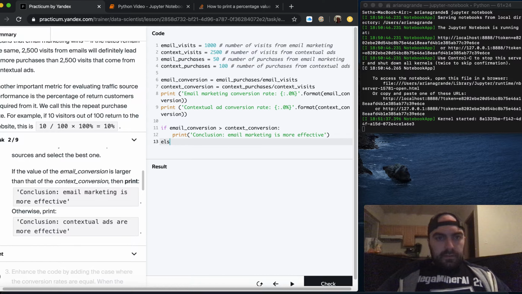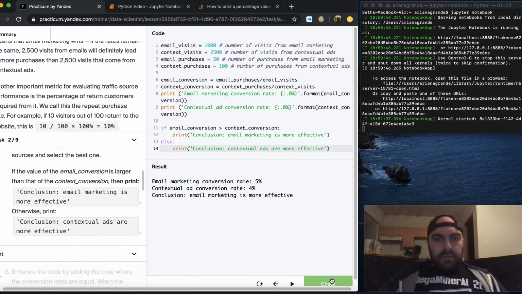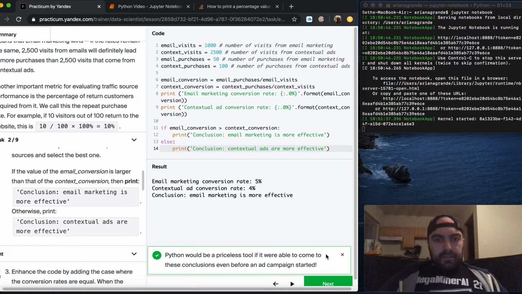Otherwise, else, print conclusion, contextual ads are more effective. So email marketing is more efficient. Correct.